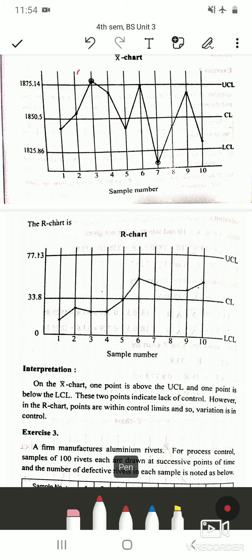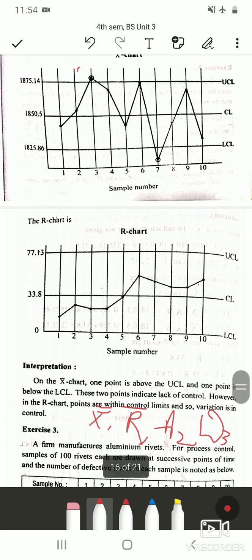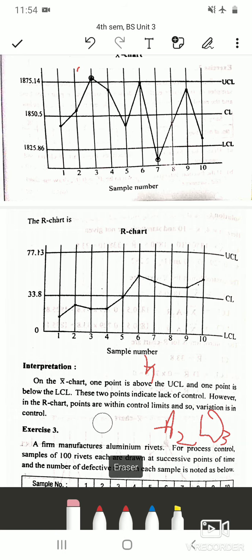So I'll quickly revise. First thing is check whether the given data has standards given or not. If it is not given, then use the table where standards are not given. So calculate what all information is needed. When standards are not given, you need X double bar, R bar, A2, D3 and D4. So see what is K, what is N, and find the control limits.